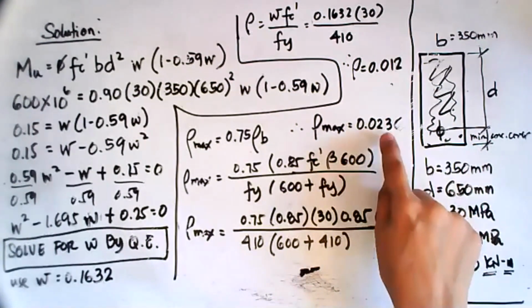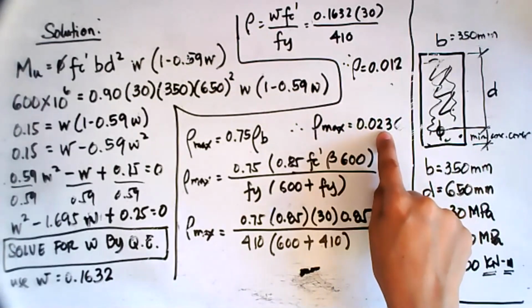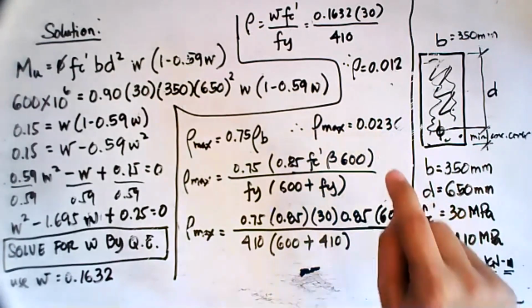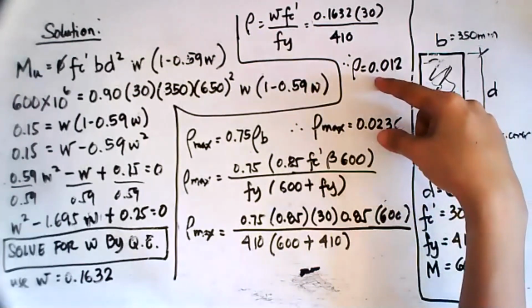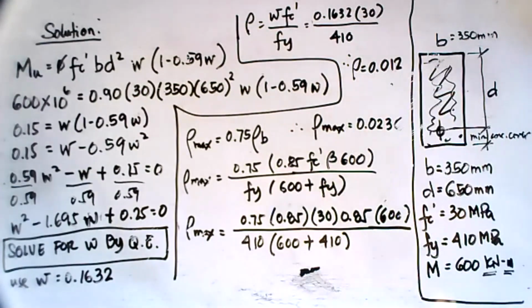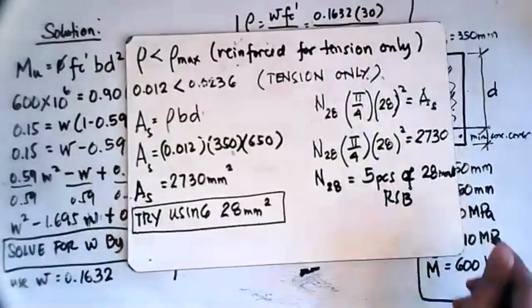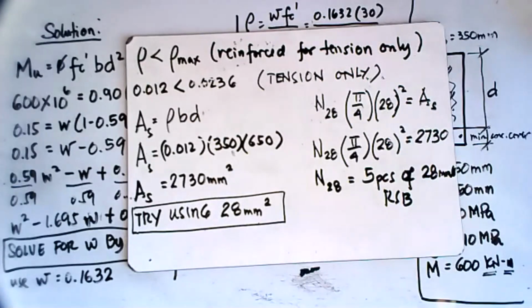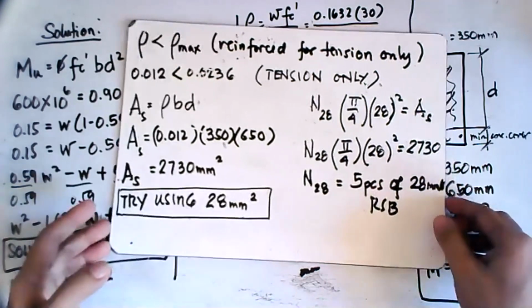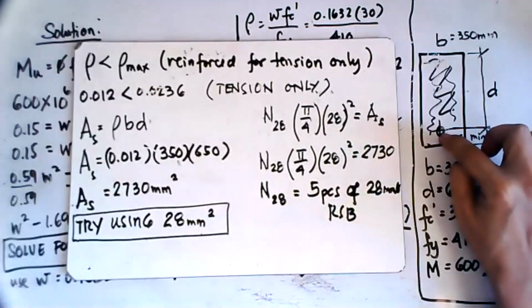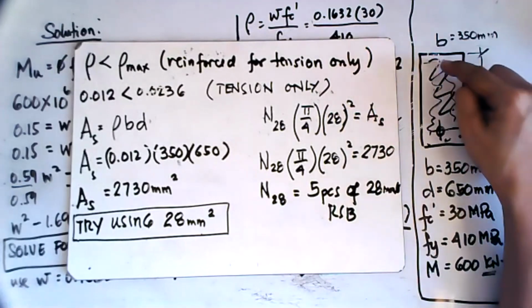According to computation, the maximum steel concrete ratio is 0.0236. So we have to check, comparing it with the actual steel concrete ratio. If the actual is less than the maximum steel concrete ratio, then we can provide only for tension. So the reinforcement, ibig sabihin, maglalagay lang tayo ng bakal ay dun sa tension side only. So pwedeng dito na lang tayo maglagay, dun sa taas, pwedeng hindi na tayo maglagay.